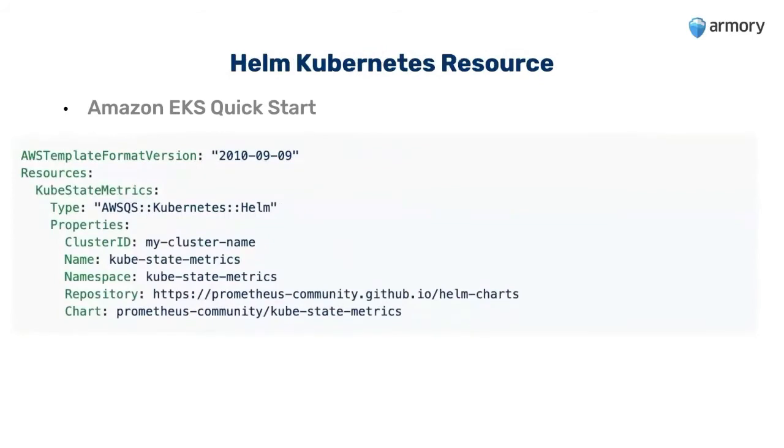And this is my second favorite one. This is the AWS QS Kubernetes Helm resource. And this allows you to define Helm resources and run Helm charts against your EKS cluster using just this CloudFormation defined template. And it's very, very powerful. You can package up your software into Helm charts, and then you can run them and install them into an EKS infrastructure in an automated infrastructure as code way.